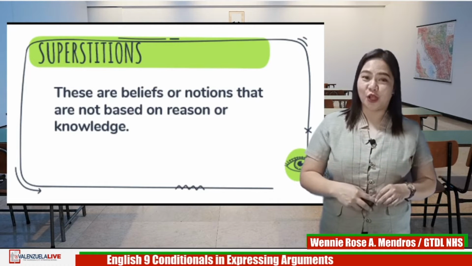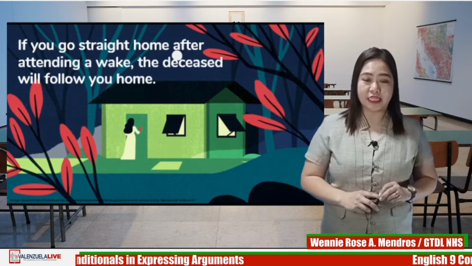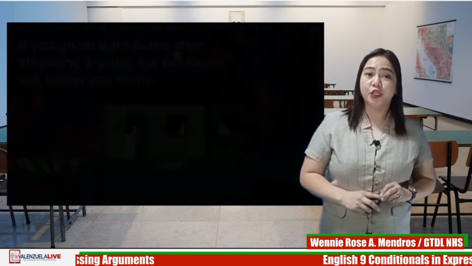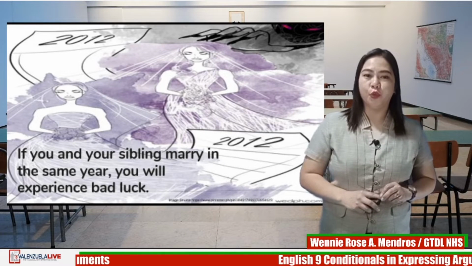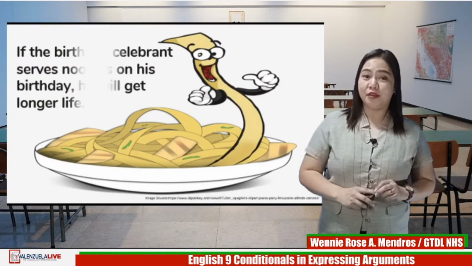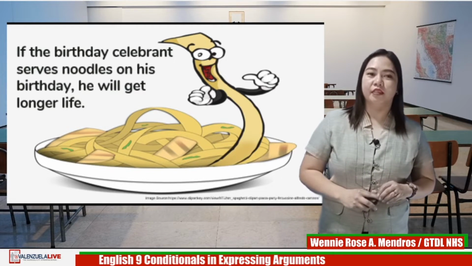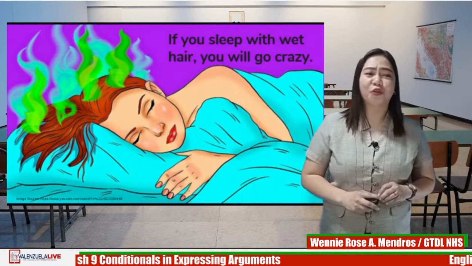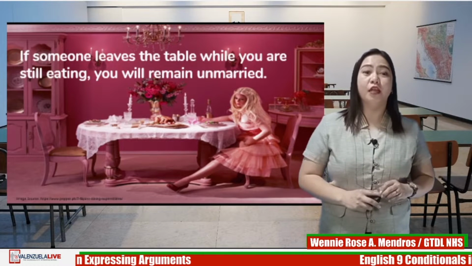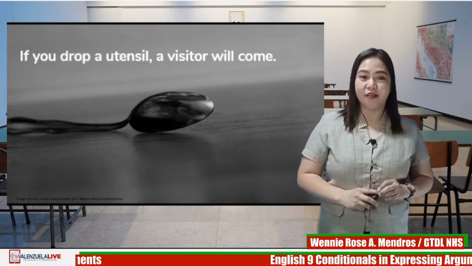And these are some examples. First, if you go straight home after attending a wake, the deceased will follow you home. If you and your sibling marry in the same year, you will experience bad luck. If the birthday celebrant serves noodles on his birthday, he will get longer life. If you sleep with wet hair, you will go crazy. If someone leaves the table while you are still eating, you will remain unmarried. And if you drop a utensil, a visitor will come.